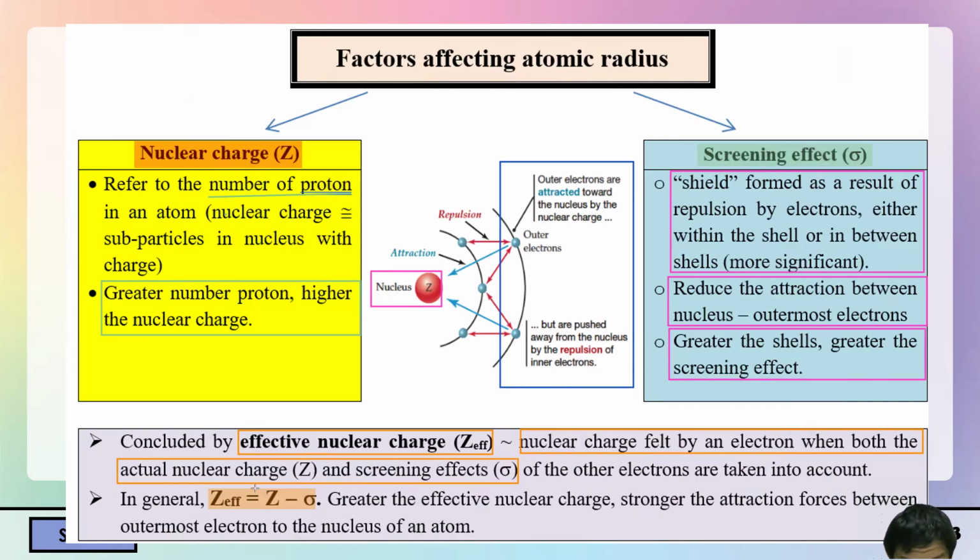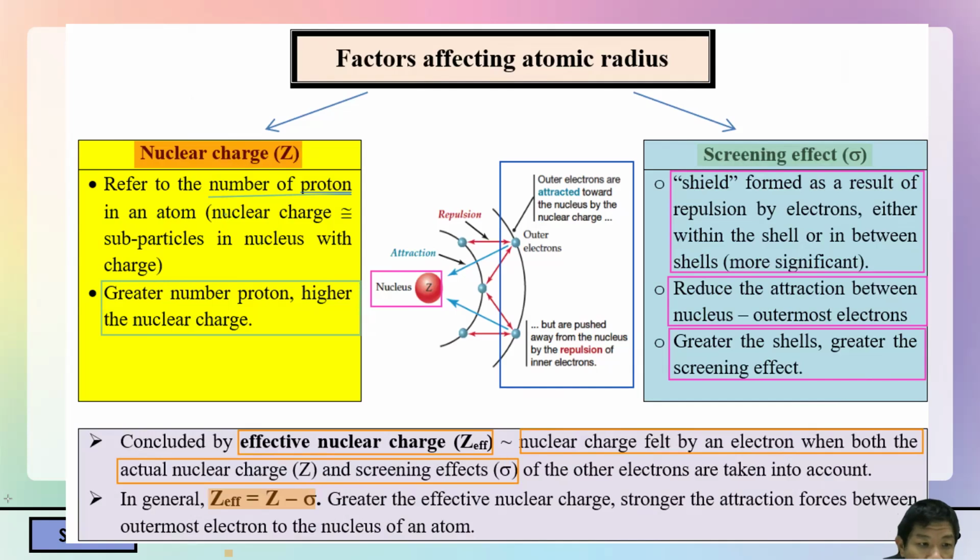Therefore, generally, we say that the greater the effective nuclear charge, the stronger the attraction force between the outermost electron and the nucleus of an atom. So in short, atomic radius is affected by nuclear charge and screening effect. Nuclear charge refers to the number of protons, screening effect refers to the number of shells, and this is concluded by the effective nuclear charge.